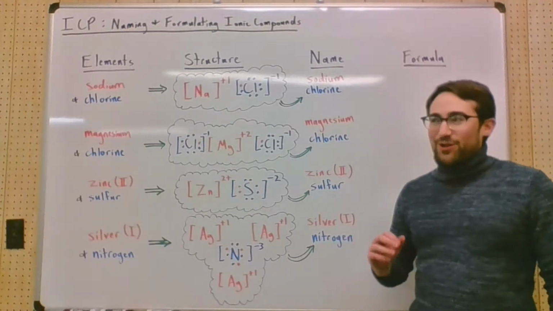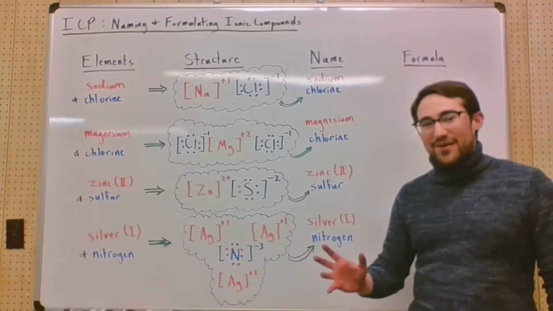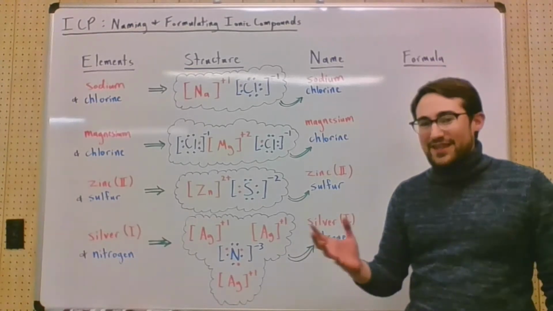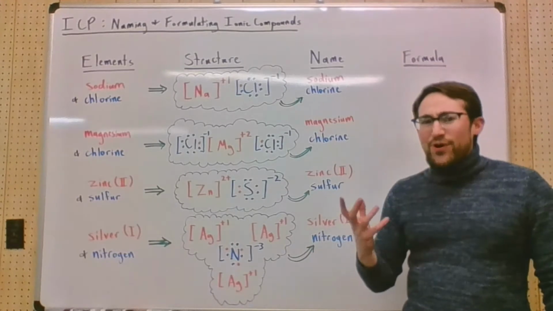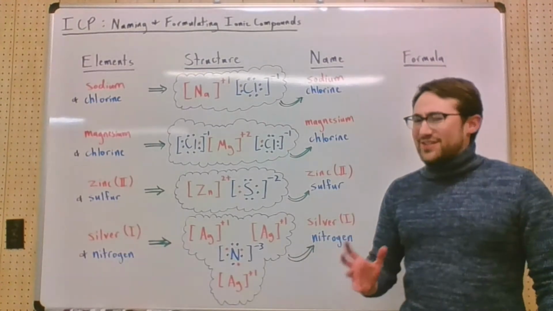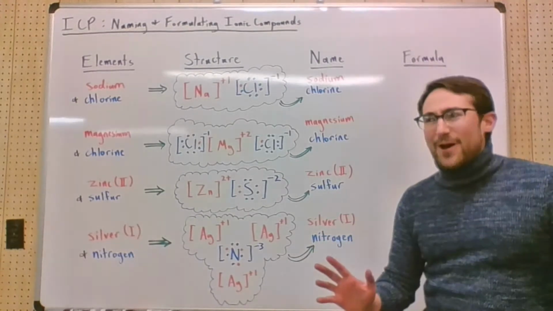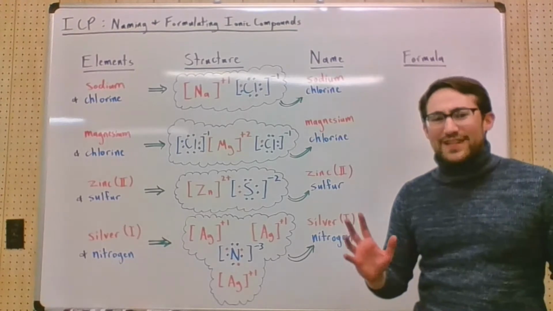But we want to look a little deeper into how we identify and distinguish ionic compounds from the elements that make them up. When we put elements together into an ionic compound, they're no longer the same as the elements that they were before. Sure, it's made of the same stuff, but their properties are totally different.